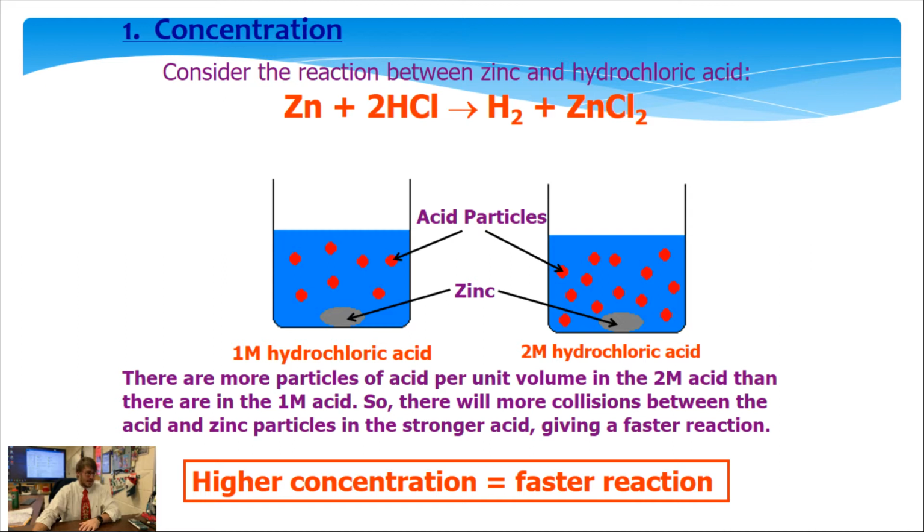Okay, consider this reaction. There are more particles of acid per unit volume in the 2 molar than the 1 molar acid, so there'll be more collisions between the acid and zinc particles. So what is it? Concentration.